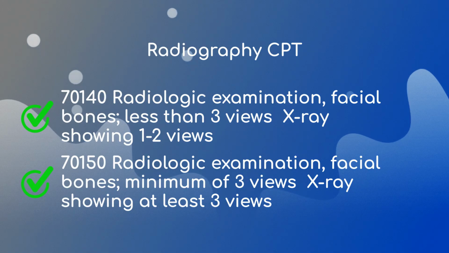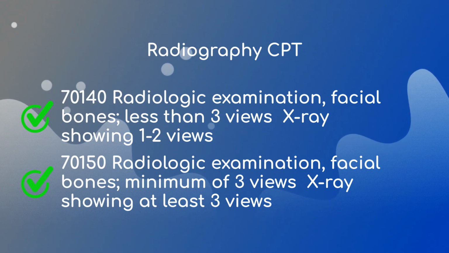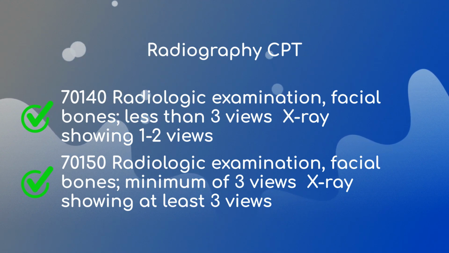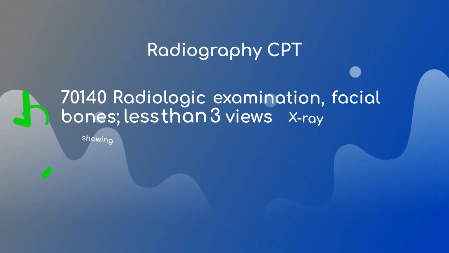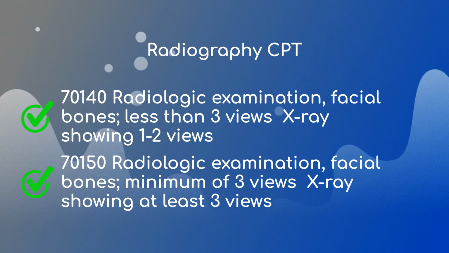When coding for radiographic imaging of the facial bones, the two most commonly used CPT codes are 70140, radiologic examination, facial bones, less than 3 views, and 70150, radiologic examination, facial bones, minimum of 3 views. The key difference between these two codes lies in the number of views documented in the radiology report. Use 70140 when fewer than 3 views are performed. Use 70150 when the study includes 3 or more distinct views.